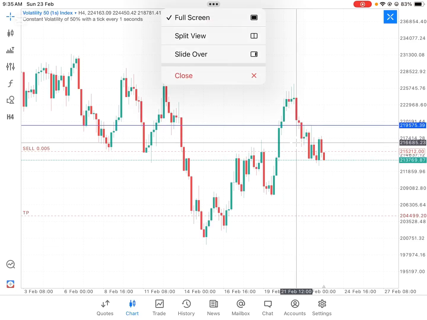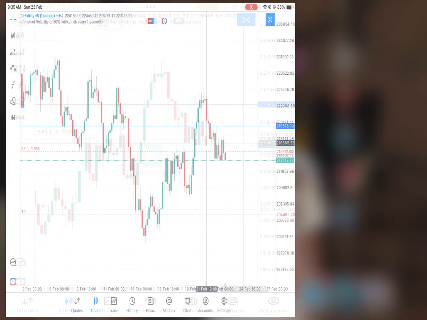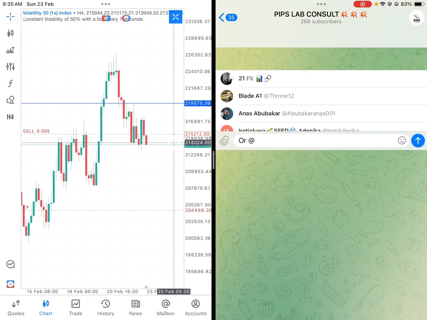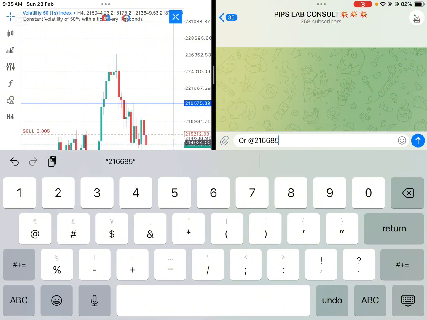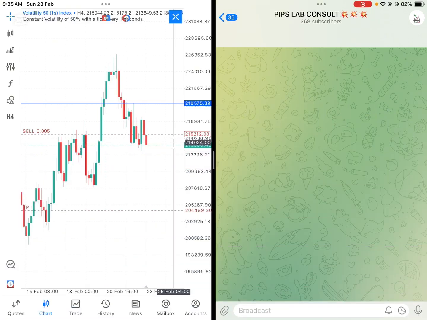216685.23, or at 216685.23. Then where could be our stop loss?